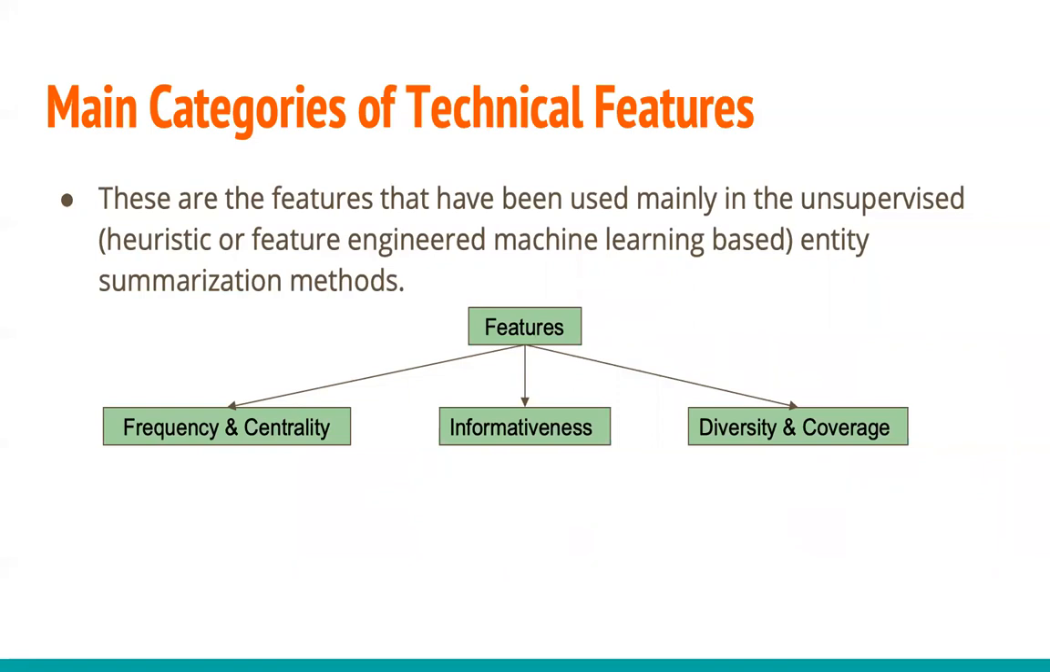And then the next category of technical features is diversity and coverage. That means we should not select similar facts for an entity summary, because then it will be boring and not useful, and won't make any sense to a human or even a machine.